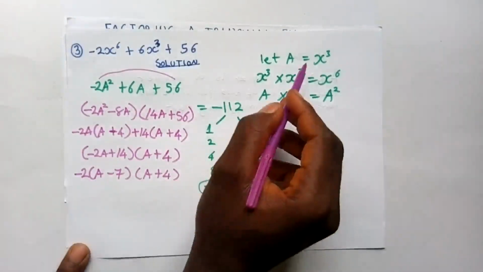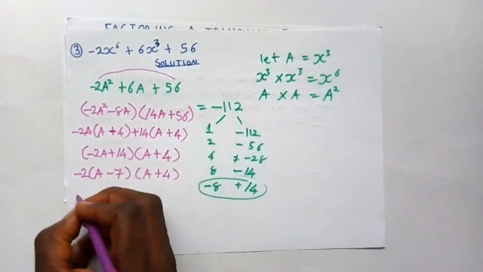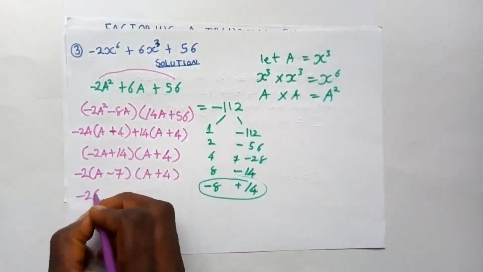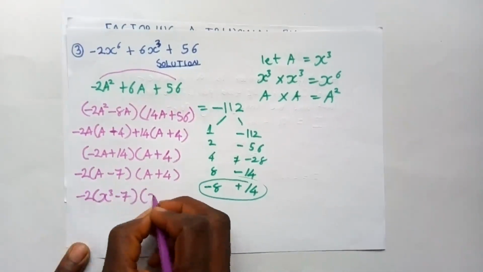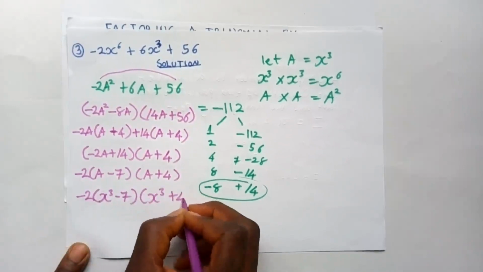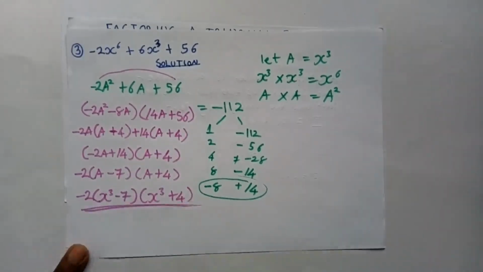Recall that a is equal to s cubed. So this becomes minus 2 times s cubed minus 7 and s cubed plus 4. This now becomes the answer.